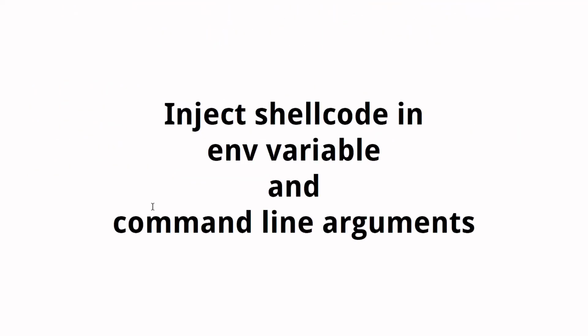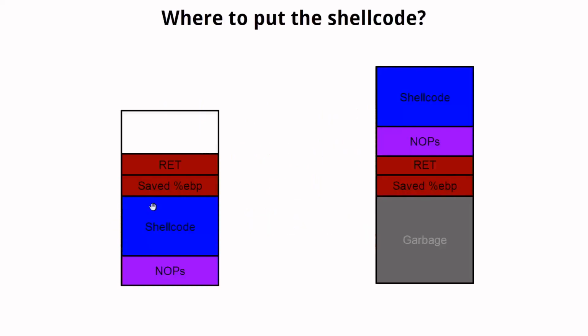So in the second half of today's class, we will look at other places where we can inject the shellcode. We're not going to inject the shellcode in the buffer or somewhere near the buffer. We are going to inject the shellcode in environment variables and also command line arguments.